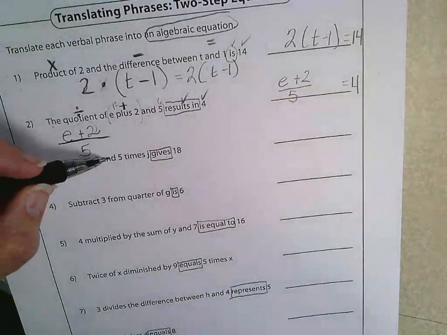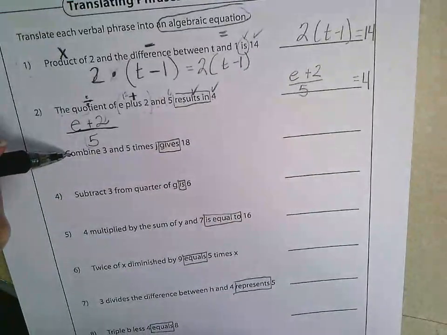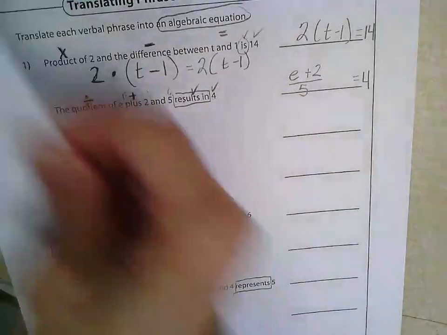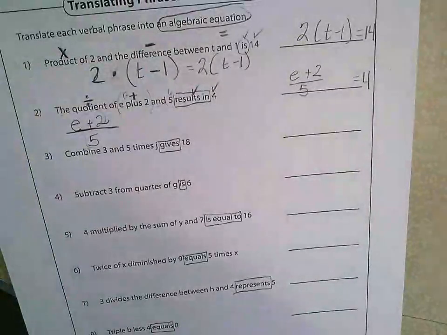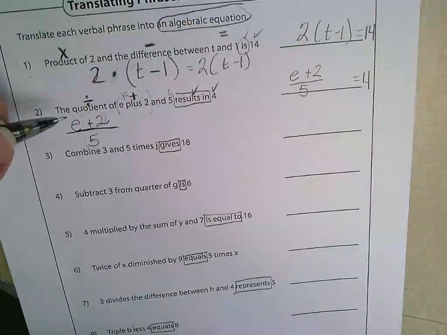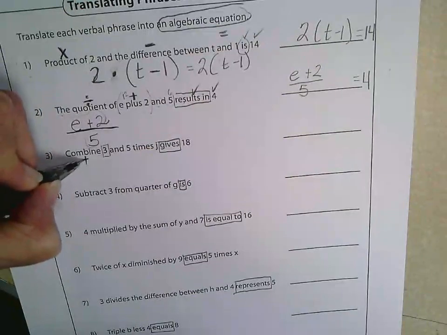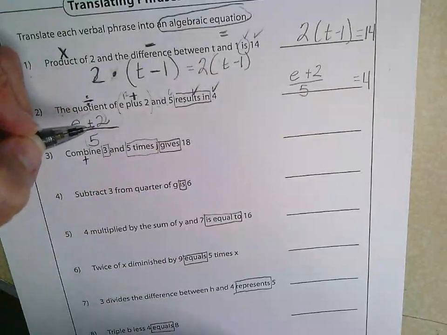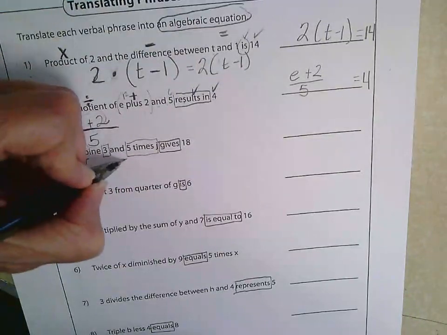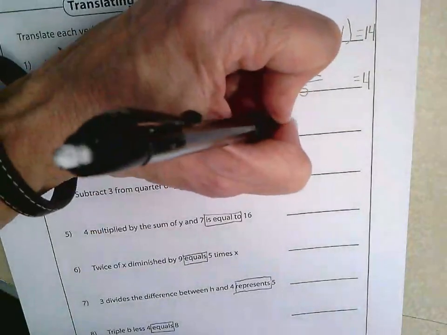Combine 3 and 5 times j. So combine is a word that means add. If you look on your sheet, you can see that combined is right there. So that's just the past tense. So we're combining two things. So we're combining 3 and this quantity, 5 times j. So 3 plus 5j equals 18.